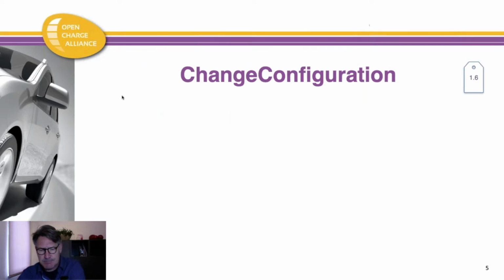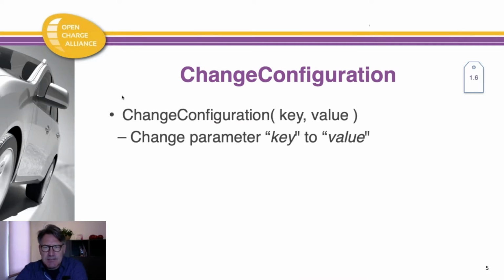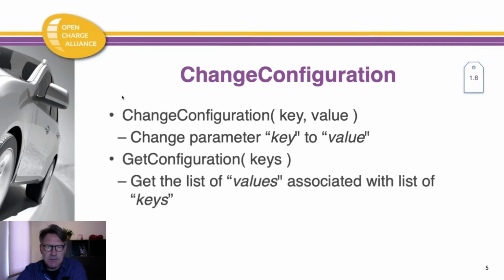So change configuration. Change configuration is just a set of messages where you can set the value to a certain parameter. And there's always a key value pair. And with change configuration, you can set it. And with get configuration, you can get either all configuration keys or a specific one.